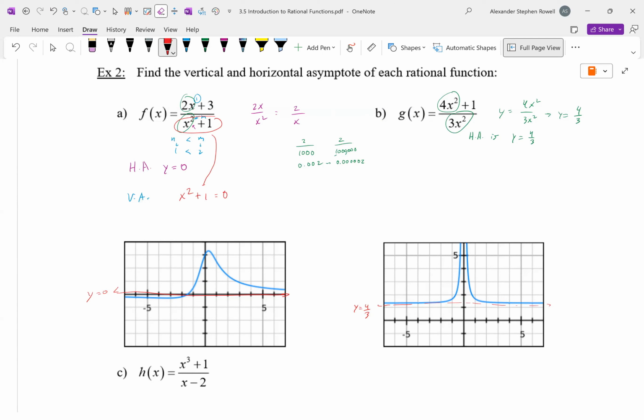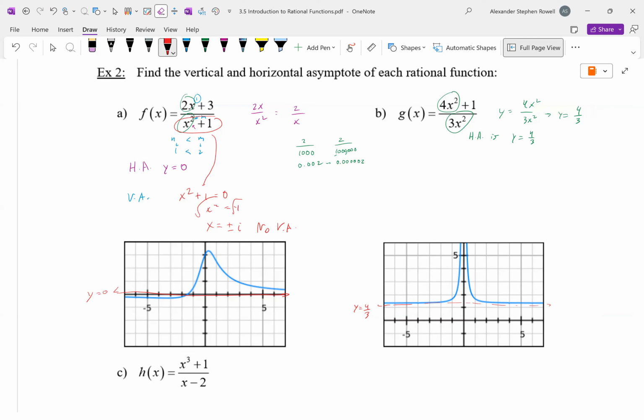For which x values does that equal 0? Plus or minus square root of... Yeah. So we subtract 1 from both sides. Square root both sides. x is equal to plus or minus i. Where does that occur on my x-axis of real numbers? Nowhere. So that's why I don't have any vertical asymptotes. No vertical asymptotes.